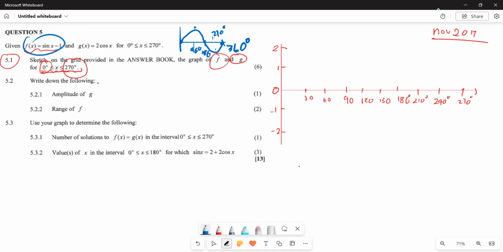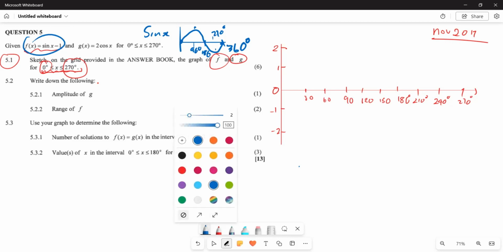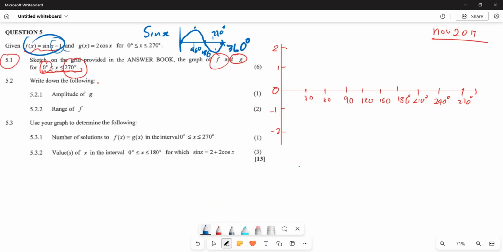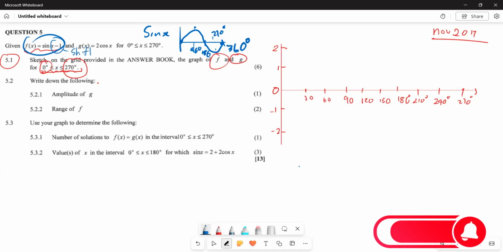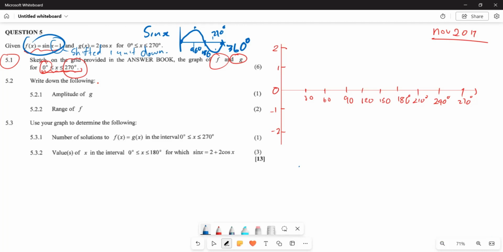So ordinarily the graph of sine x looks something like this. If you are not sure what I am referring to, please go back and watch the previous video that I did on our trig functions. Now what will happen is that this -1 means the entire graph is shifted 1 unit downward. So all these points are going to be shifted 1 unit downward.